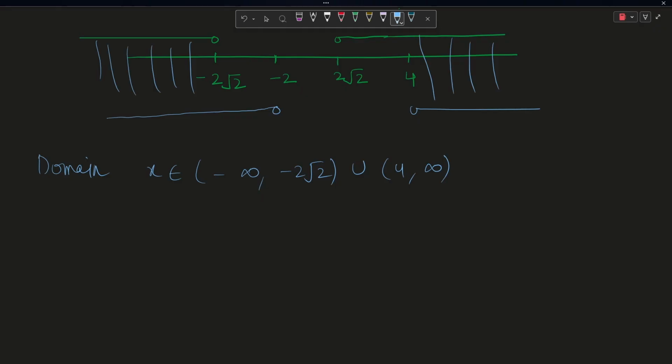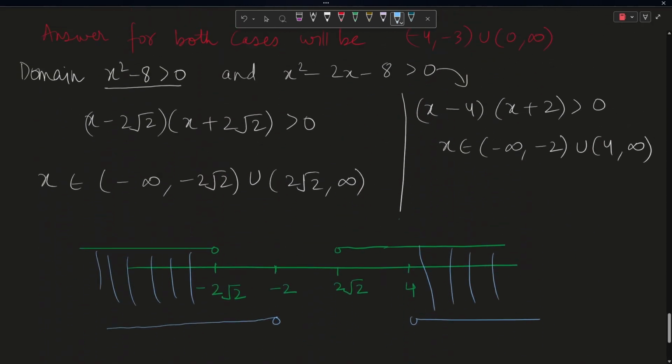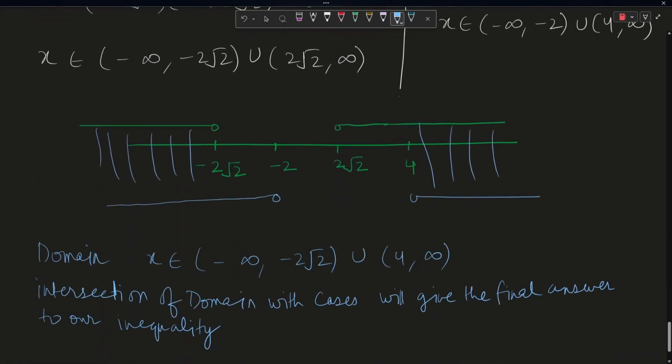Now, if this is the domain of the above inequality, then we can say that the intersection of the domain with the cases will give the final answer to our inequality. So what were the cases' answers? Minus 4, minus 3 and 0.